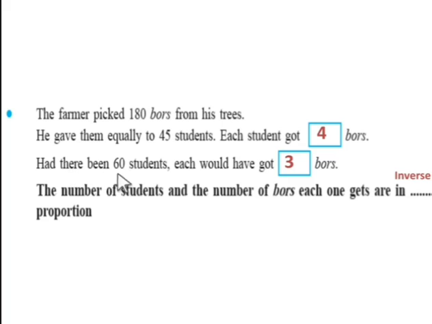Now had there been 60 students, each would have got 3. Now here again we will divide 180 by 60, you will get 3. As the number of students increases, the number each one gets will decrease. Hence there is inverse proportion between the number of students and the number each one gets.